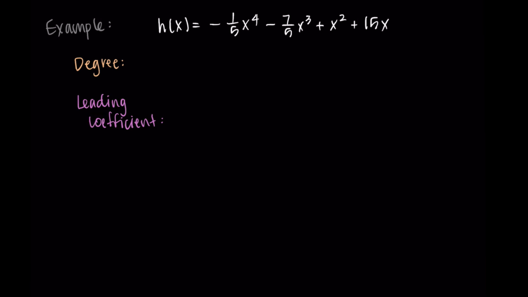When we go to look at the degree, it is that highest power. So here that's 4. So that biggest exponent is 4, and we would say this is a degree 4 polynomial. And the leading coefficient is the number that is multiplied by that variable, so that's -1/5.